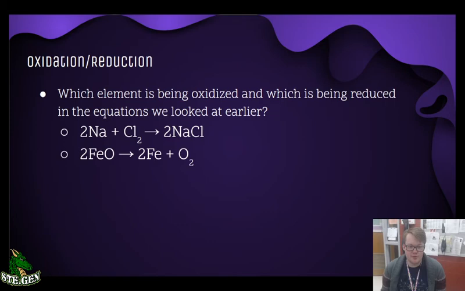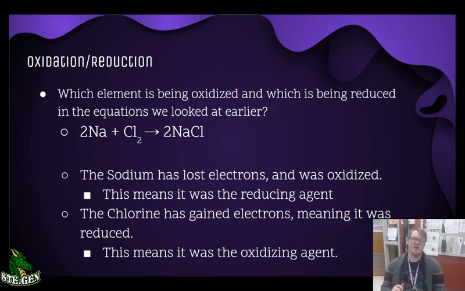So let's look back at the equations that we were looking at earlier. The 2Na plus Cl2 gives 2NaCl, and the 2FeO gives 2Fe and O2. Starting with the first one, the sodium has lost electrons. That means it was oxidized. And that means it was the reducing agent because it helped the chlorine get reduced. The chlorine gained electrons, that means it was reduced, and that also means it was an oxidizing agent because the chlorine helped the sodium be oxidized. Again, it's weird to think that it is reduced, so it is an oxidizing agent, but you have to make sure you know the wording because questions could swap back and forth between calling something either it went through this process or it is the agent of helping this process.